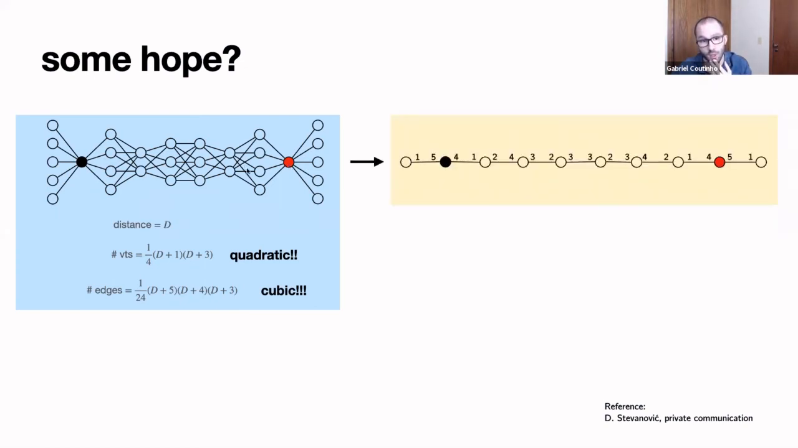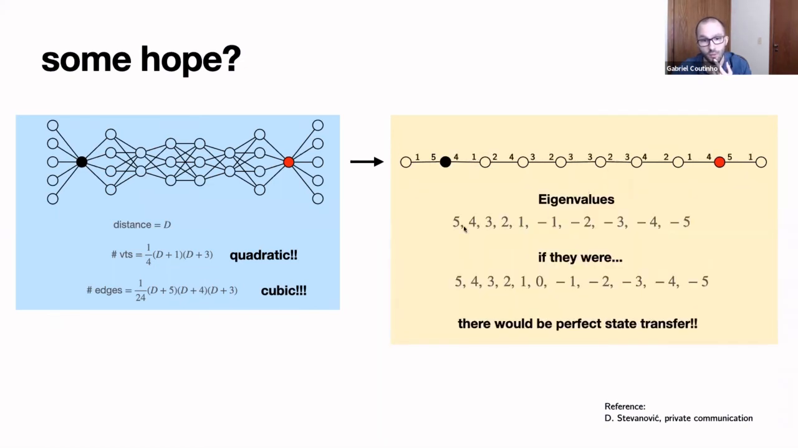This is an actual partition. Here's the weighted path that corresponds to it. You have all these classes. The number of edges is constant from each vertex here to the next. The eigenvalues of this weighted path are 5, 4, 3, 2, 1, minus 1, minus 2, minus 3, minus 4, minus 5. If by any chance, miracle, weirdness, 0 was an eigenvalue also, I mean, there is a 0 missing here. If 0 were an eigenvalue here, there would be PST between black and red.